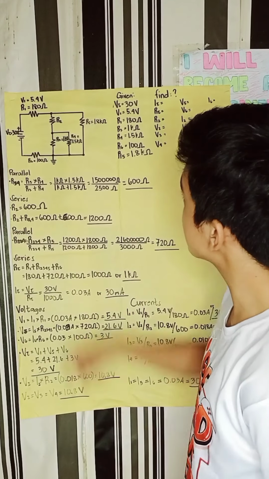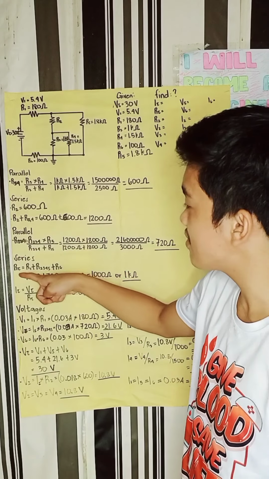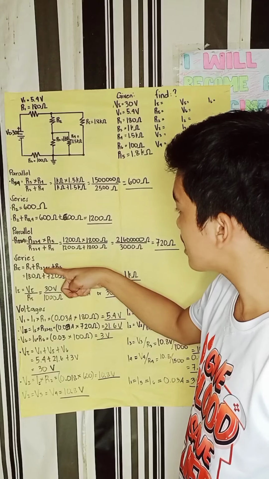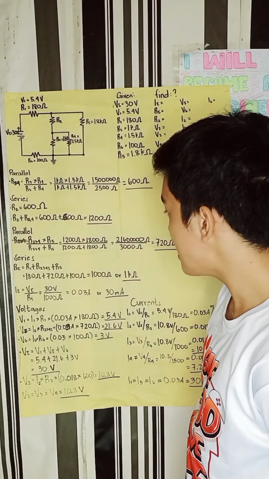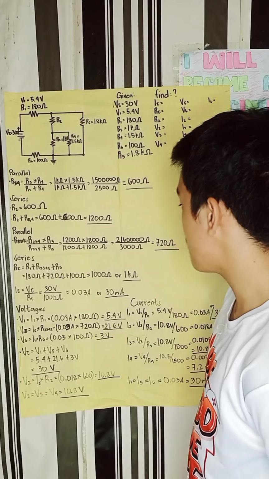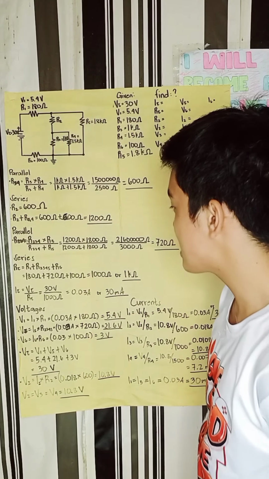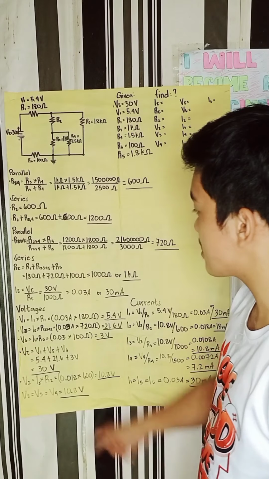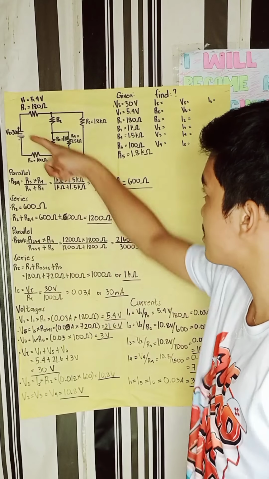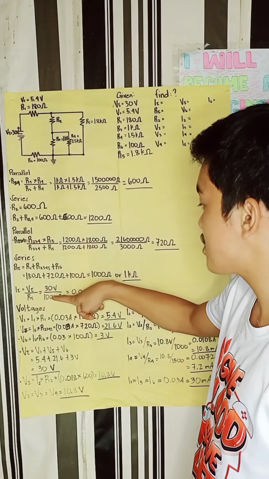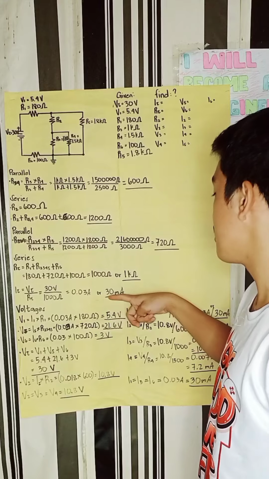Next, it is already on a series circuit, so we can now get the total resistance. The total resistance is equal to R1 plus R2, 3, 4, 5 plus R6. So R1 is equal to 180 ohms plus 720 ohms plus 100 ohms, which is equal to 1000 ohms or 1 kilo ohms. Next is the total current. Total current is equal to total voltage divided by RT. Total voltage is 30 volts, and the total resistance is 1000 ohms. So 30 divided by 1000 is equal to 0.03 ampere or 30 milliampere.